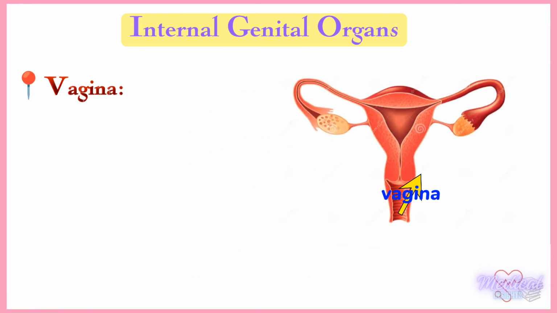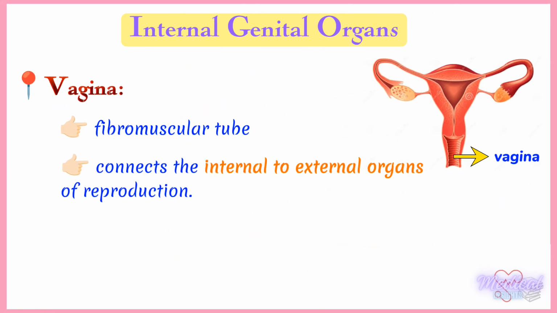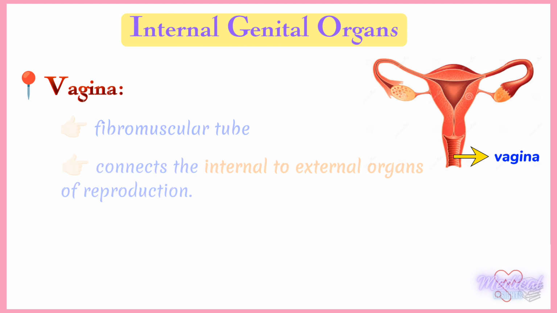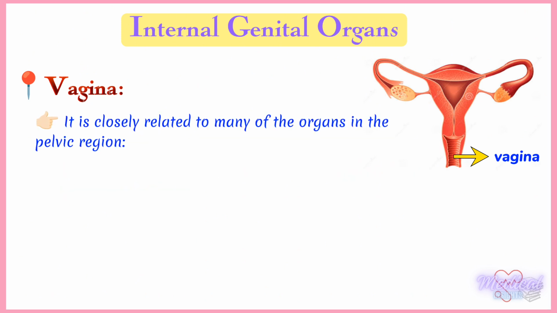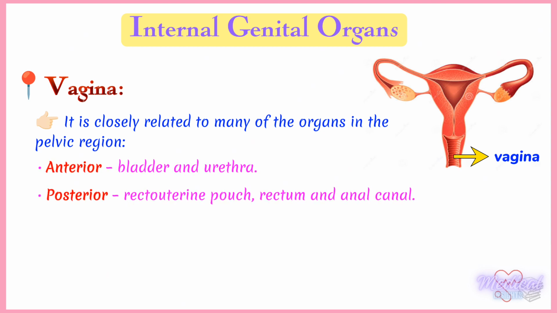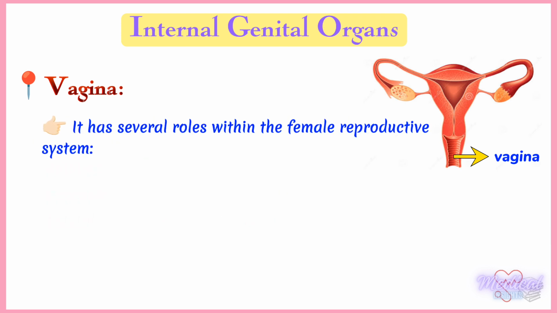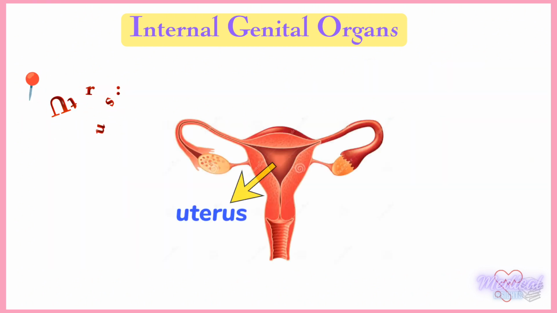Internal genital organs. Vagina. The vagina is a fibromuscular tube that connects the internal to the external organs of reproduction. It is closely related to many of the organs in the pelvic region. Anteriorly, bladder and urethra. Posteriorly, rectouterine pouch, rectum and anal canal. Laterally, ureters and levator ani muscles. It has several roles within the female reproductive system. Number 1, sexual intercourse. Number 2, childbirth. And number 3, menstruation.